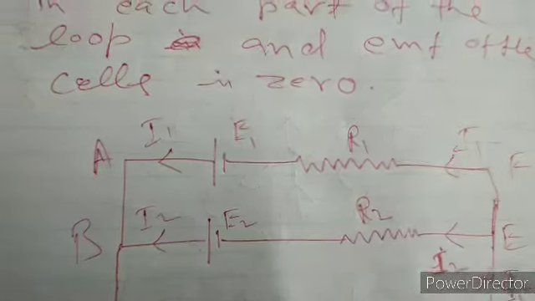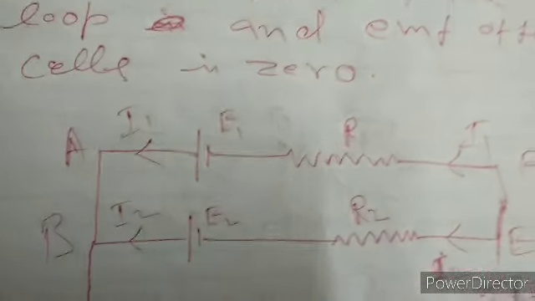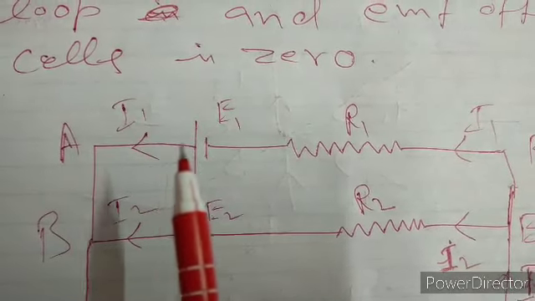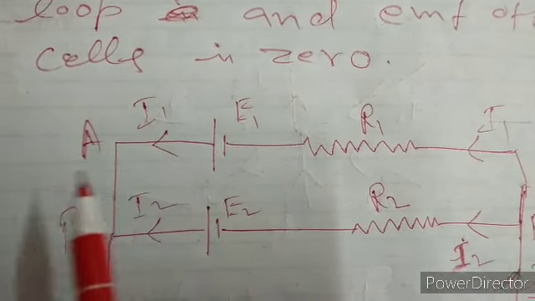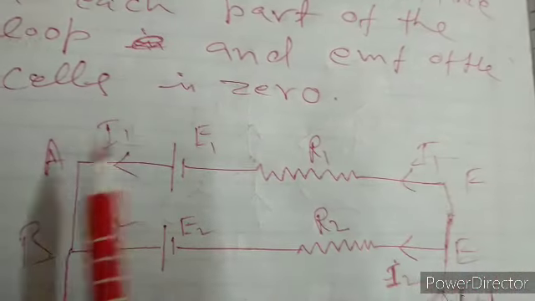Means the algebraic sum of potential across the loop is 0. The algebraic sum of potential across the loop is 0. For example, this is a closed loop A, B, E, F, A.